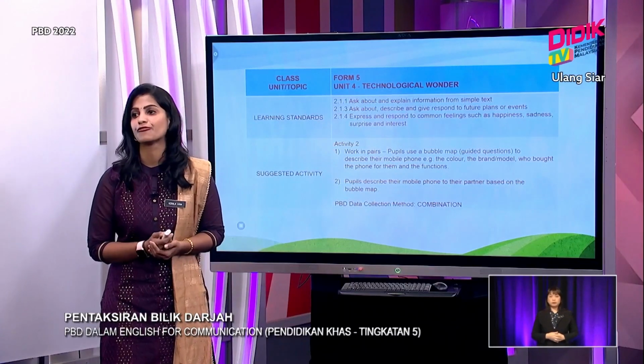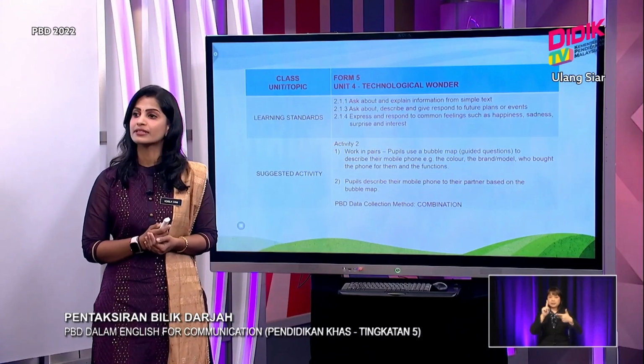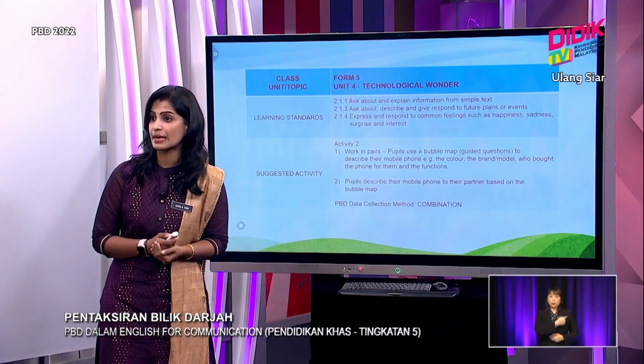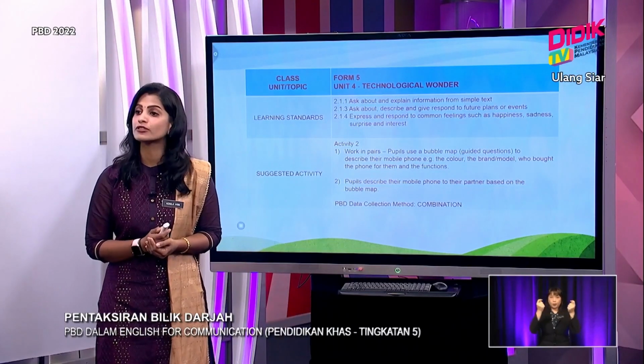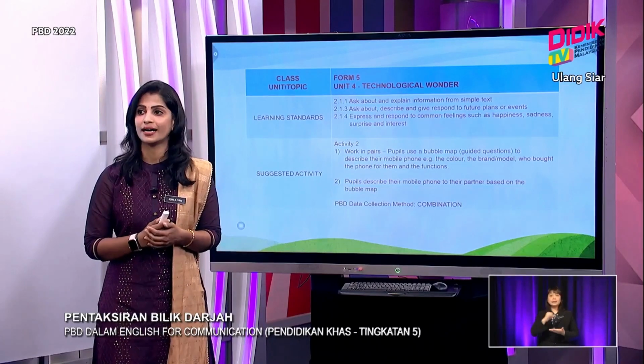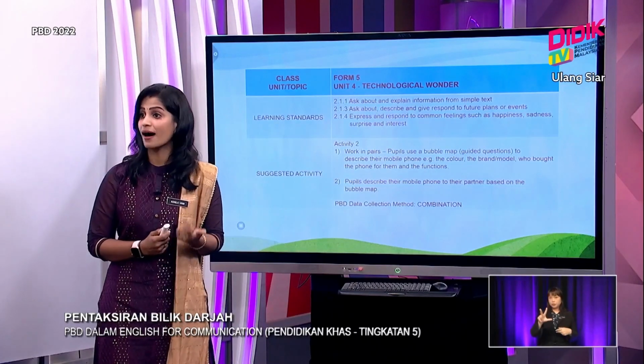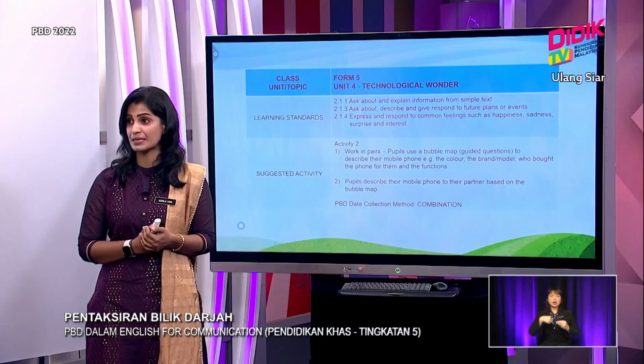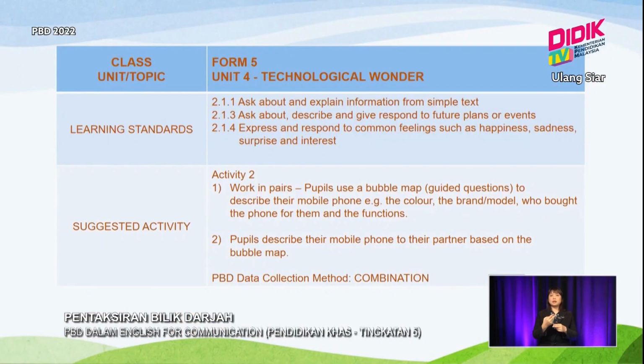Okay, this is for the second activity. We are still in the same topic and same class. For the learning standards, we have 3 learning standards here. You ask about and explain information from simple text. 2.1.3, you ask about, describe and give response to future plans or events. For 2.1.4, you express and respond to common feelings such as happiness, sadness, surprise and interest. Based on these learning standards, I have planned an activity in which the students will be working in pairs.